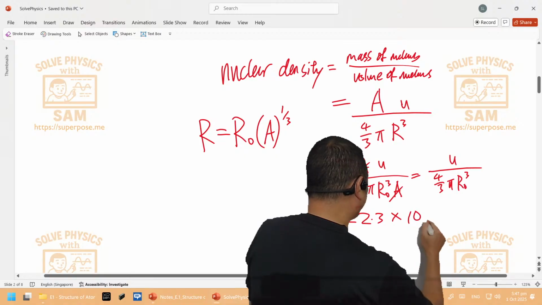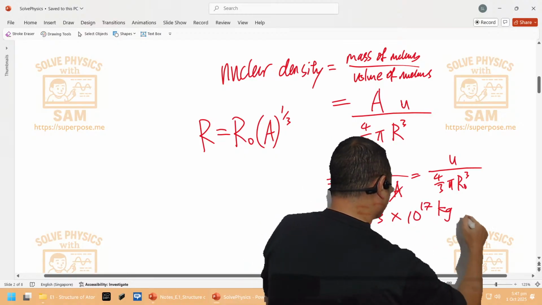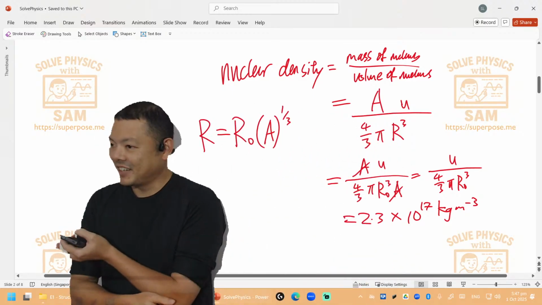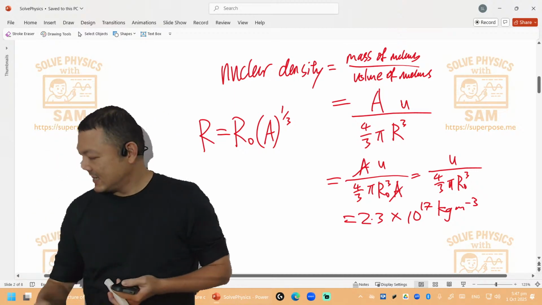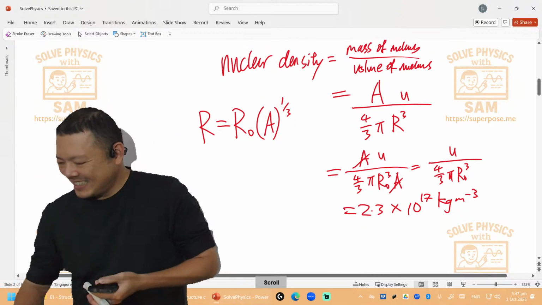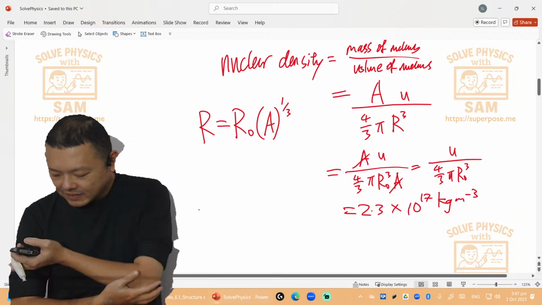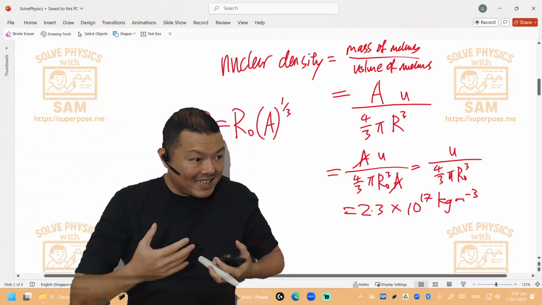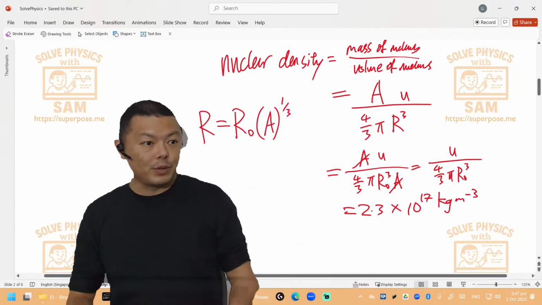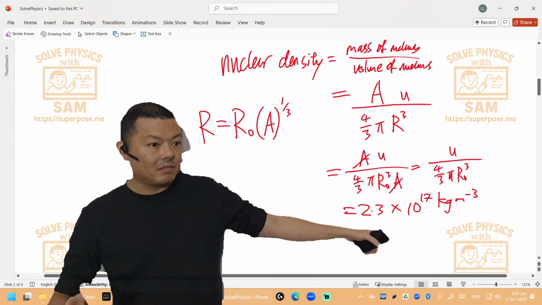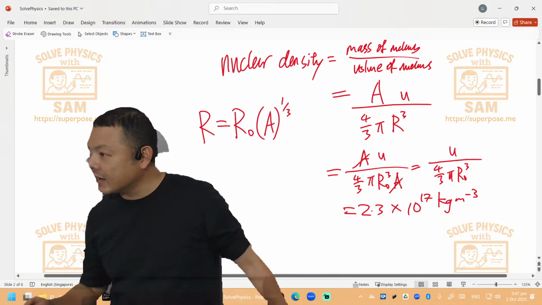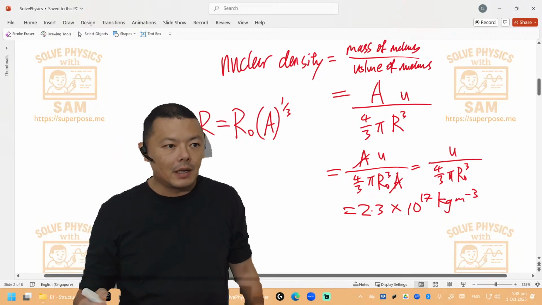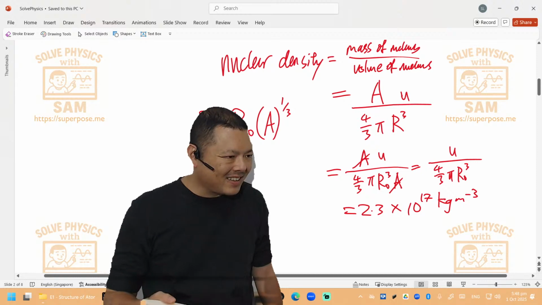2.3 times 10 to the power 17 kg per meter cubed. That's dense. That's hella dense. It's really very dense. So do you understand that if I ask you, what's the density of a helium nucleus to a uranium nucleus? It's the same. It's a 1:1 ratio. But if I ask you, what's the density of helium compared to uranium, do you understand that's different?